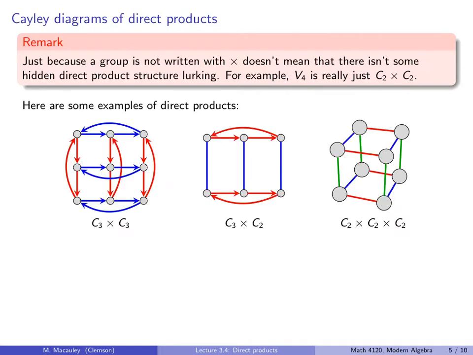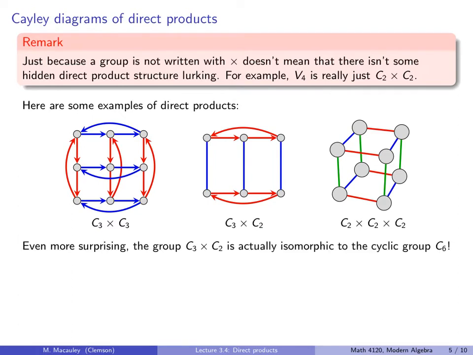Here are some other examples of direct products. So here is the Cayley diagram of C3 cross C3. Here's C3 cross C2 in the middle, and on the right is C2 cross C2 cross C2. Perhaps even more surprising, the group C3 cross C2, that's this group here, is actually isomorphic to the cyclic group C6.